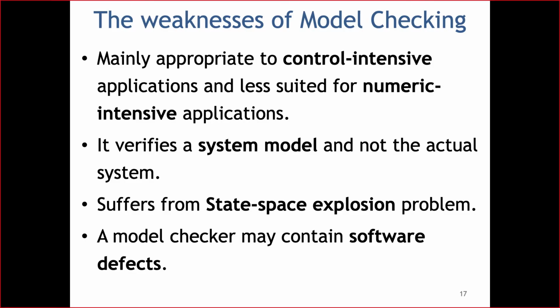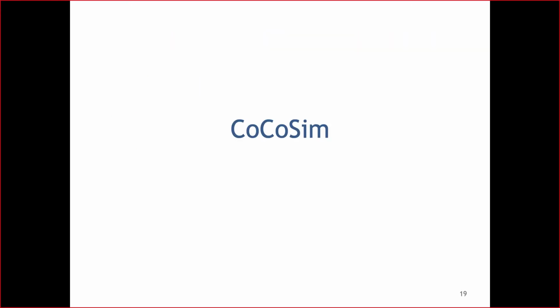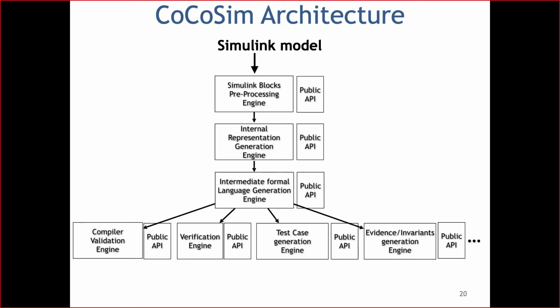But in order to get rid of these weaknesses, we work in CoCoSim on compositional verification and how we can use abstractions to reduce the state space of the system, to improve the time of the verification and to improve the verification results. So model checking is used everywhere, I think, in any critical system nowadays, like in hardware, avionics, automobile, space, and others. So what is CoCoSim?